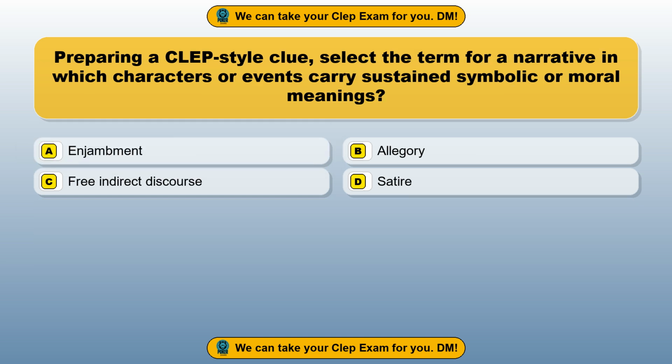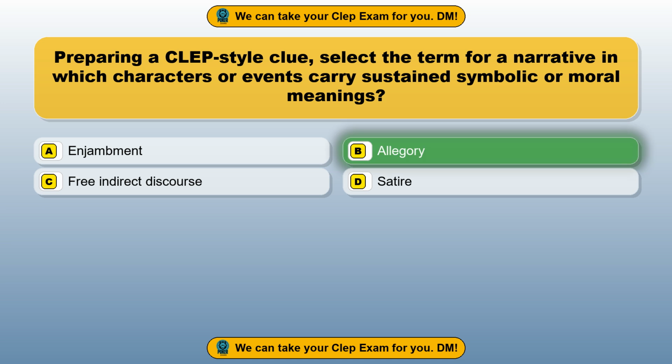Question 8. Preparing a CLEP-style clue, select the term for a narrative in which characters or events carry sustained symbolic or moral meanings. Option A. Enjambment. Option B. Allegory. Option C. Free indirect discourse. Option D. Satire. The correct answer is option B.